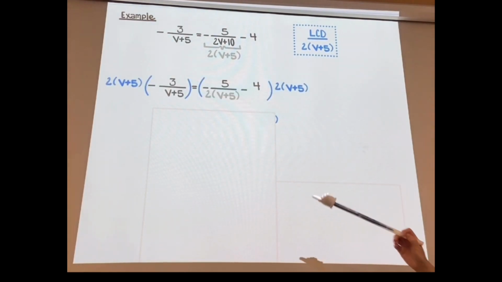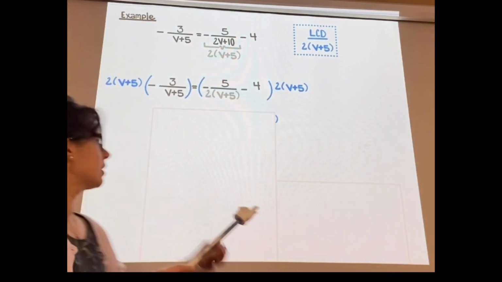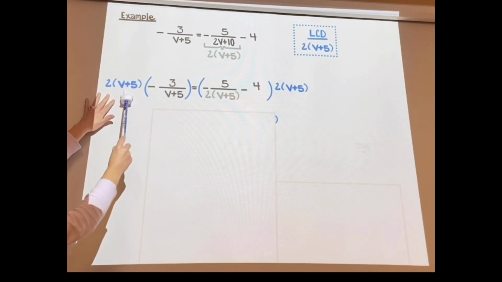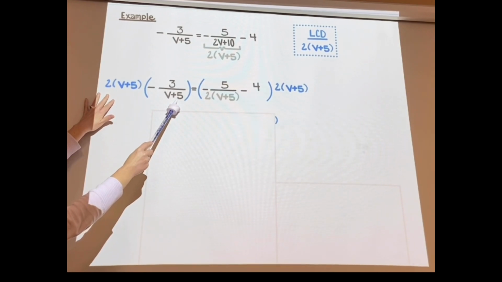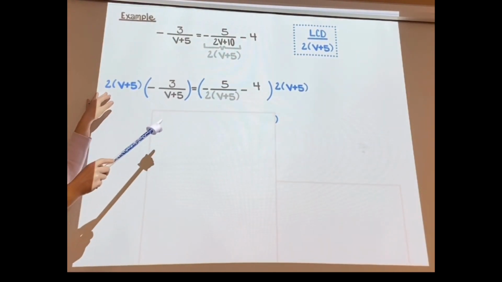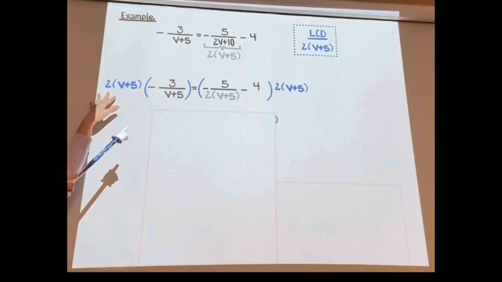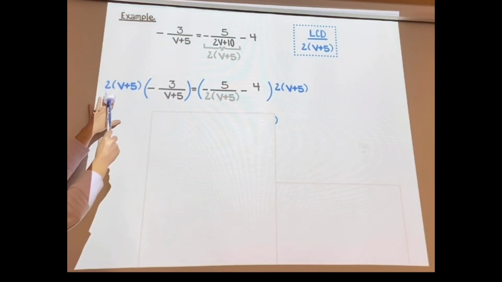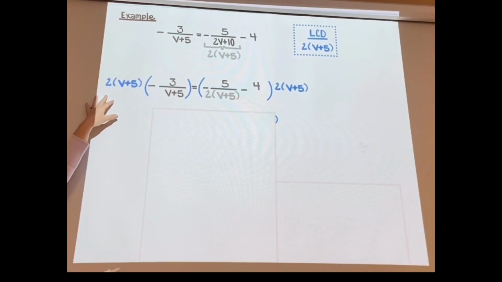Now when I go to distribute this, let's just look at our pieces. So the blue times the first fraction, the v plus 5's cancel. So I have a negative, I have a 2, and I have a 3. But what's that negative the same as? It's just a negative 1. So this is negative 1 times 3 times 2.